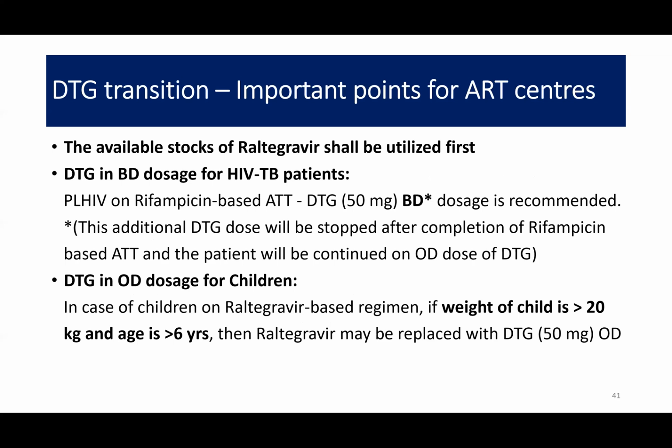The available stocks of raltegravir should be utilized first. This is as per the first letter from NACO. DTG in BD dose for HIV TB patients needs to be used, and the additional dose needs to be given in the morning. And when the patient completes the 6 months of anti-TB treatment, it should be discontinued. In children, if the weight of the child is more than 20 kg and age is more than 6 years, raltegravir, if they are on it, needs to be replaced with dolutegravir OD.